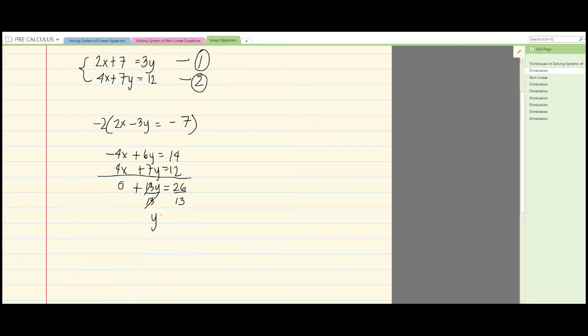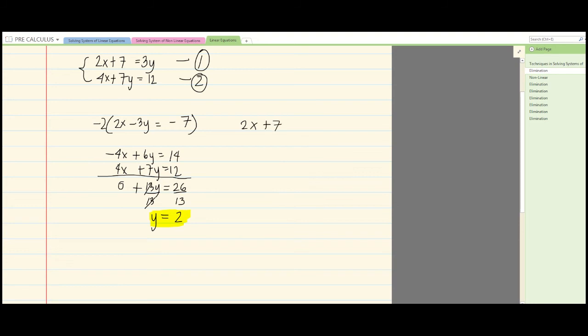Then y becomes 2. Okay, so now we have y equals 2. Next, we'll solve for x. You can substitute y into any of the equations, so we will try equation number 1.